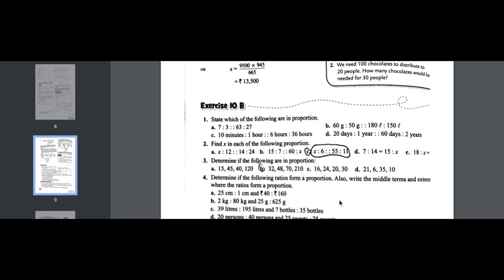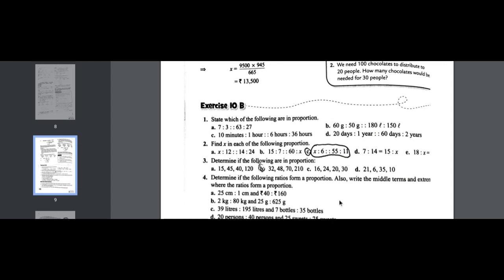Ratio and proportions. Oh, proportions is another topic, technically. Yes, 10 minutes, 1 hour, double ratio, 6 and 36.